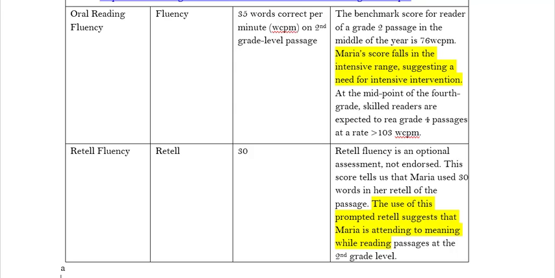But note that she's doing this with this off grade level passage. So right now she's in 4th grade and she was performing this retell with a 2nd grade level passage.